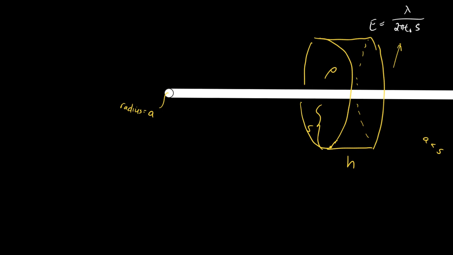So the Q enclosed, let's handle that first. The Q enclosed has to be equal to the charge density times the volume of the cylinder enclosed. That would have to be equal to rho times pi a squared h. That would be the Q enclosed. Any question about where any of that came from?